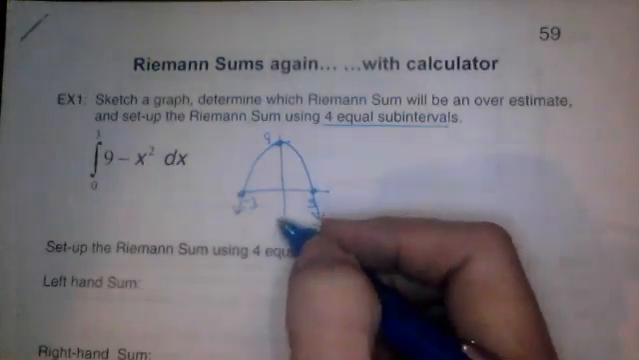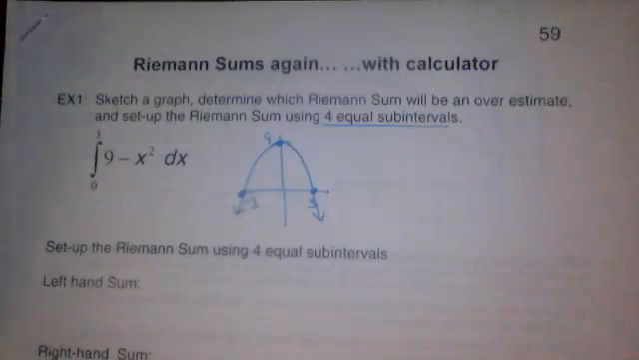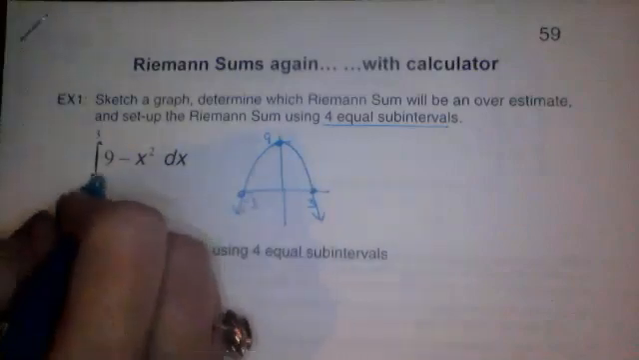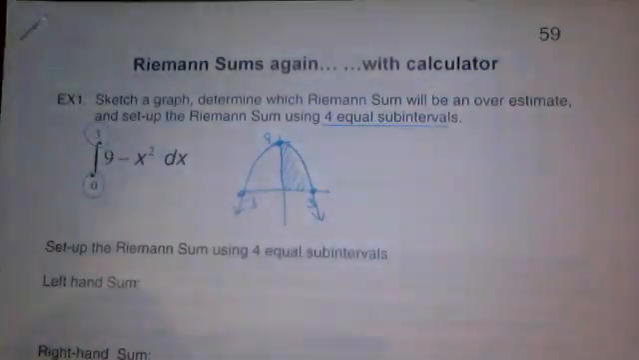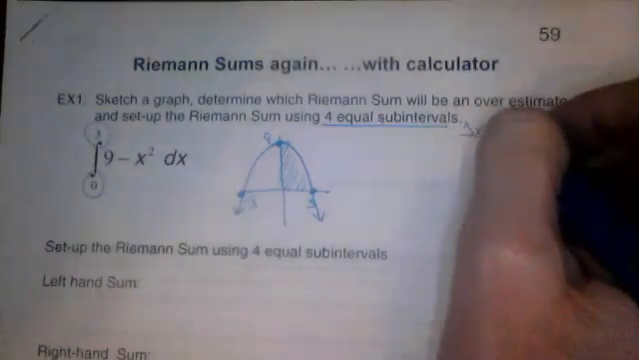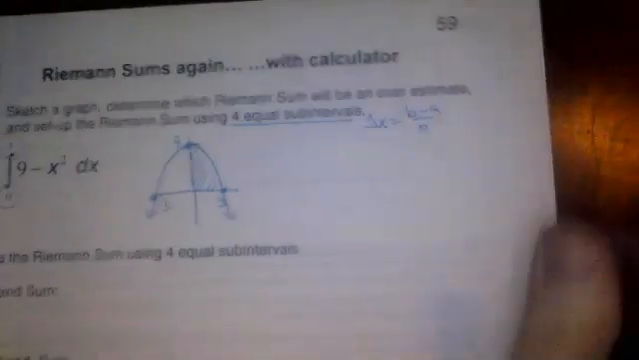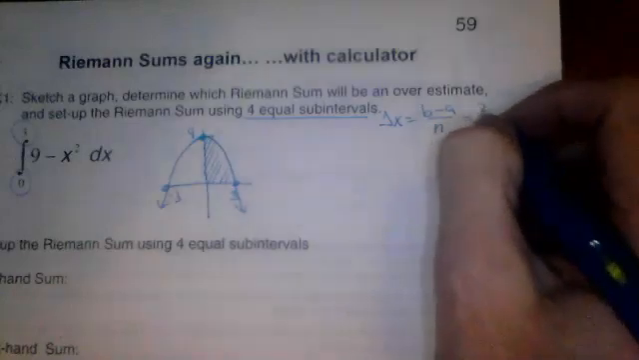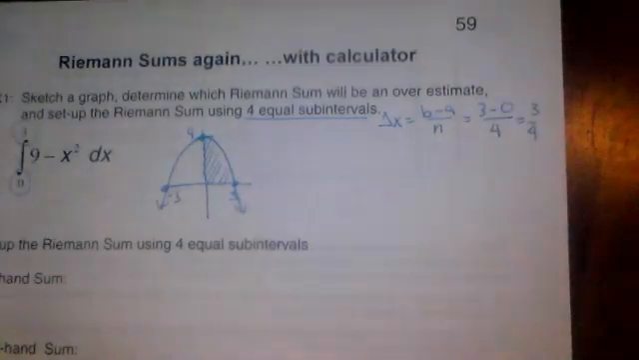Now, it says, let's see here, sketch the graph. Okay, it says we want to go from 0 to 3, so we're only really looking at this side. And we want 4 subintervals. So remember that delta x equals b minus a over n. So for us, that's going to be 3 minus 0 divided by 4, or 3/4. So they're wanting every rectangle to be 3/4 of a unit wide.